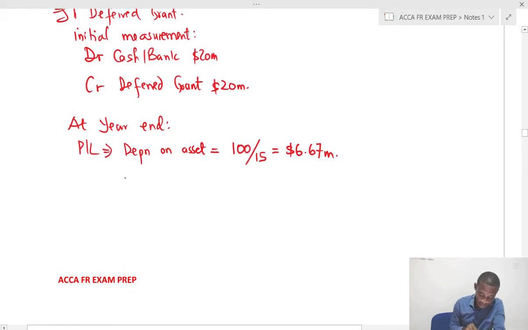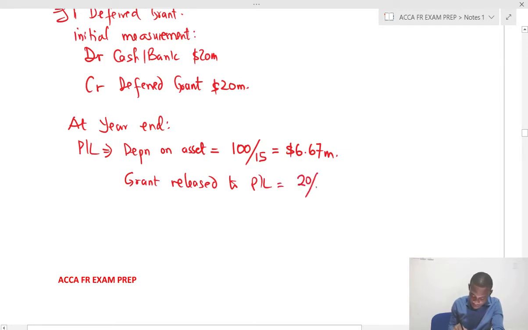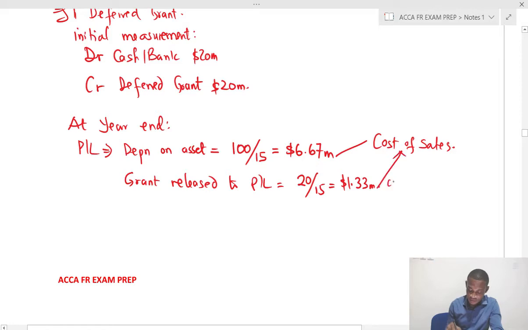Then we look at the grant released to P&L, and that would be the 20 divided by 15. So 20 divided by 15, that is 1.33 million. So we realize that this will go to P&L. Now, if this depreciation is in cost of sales, this grant will be credited to cost of sales. However, the entity can also consider it as other income.